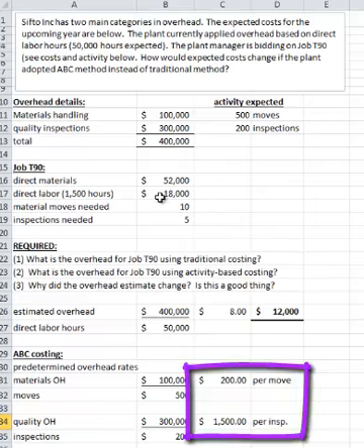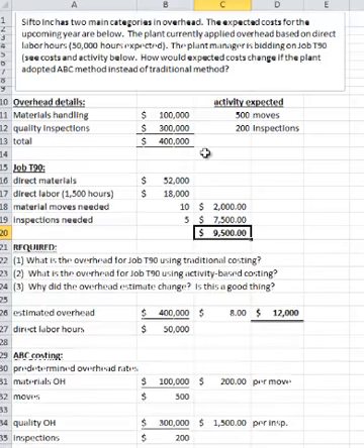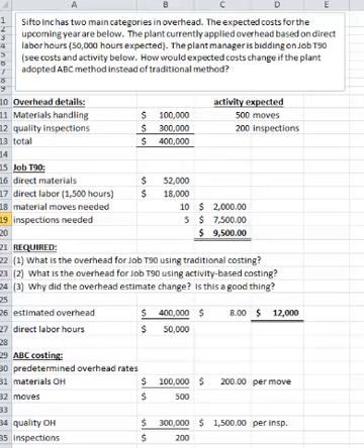So the job had 10 moves, so they're going to get charged $200 for each of those. And they had 5 inspections, and they're going to get charged $1,500 for each of those. So the total overhead under activity-based costing is going to be $9,500. That's quite a bit different than the $12,000 they were charged under traditional.